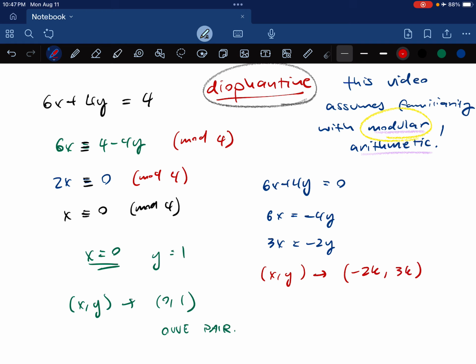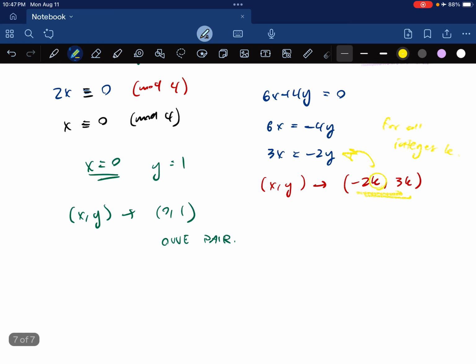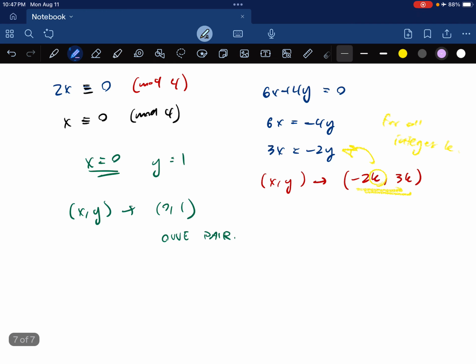This means that if you had any integer k, for all integer k, and you subbed it into this expression, this would satisfy this. And when you add this solution here to this solution here, you're actually going to get the set of all solutions. So stop and think about that for a minute.